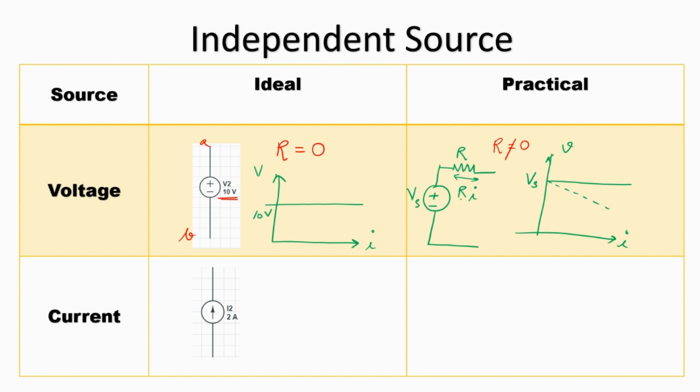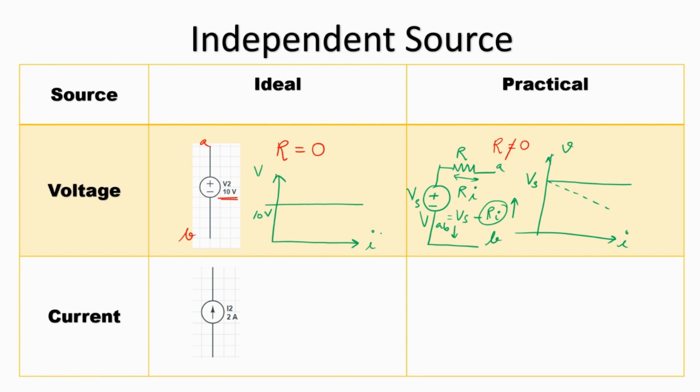As the I increases, R into I will increase. So the voltage available across the terminals A, B would be Vs minus R into I. So as this parameter increases, the value that is available across AB, which is say VAB, that is going to decrease. So there is a drop in the VI characteristics of this practical voltage source.